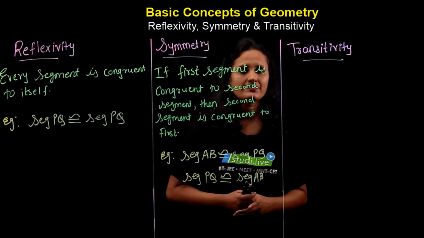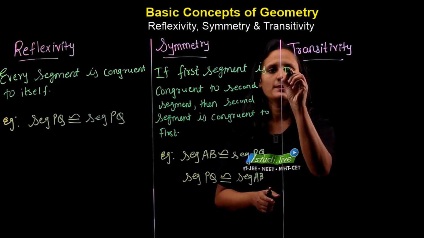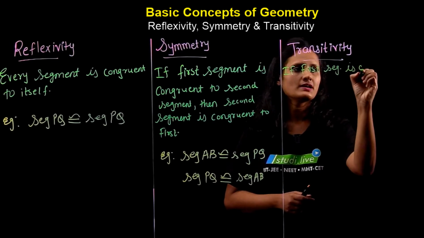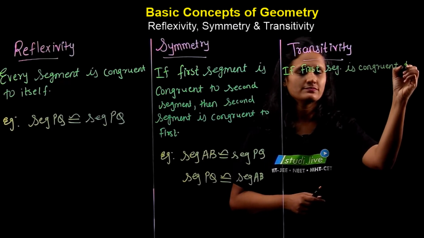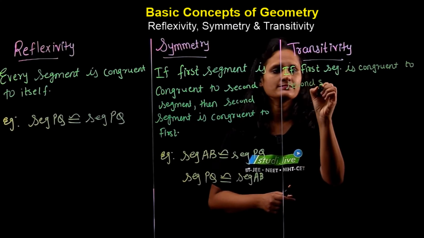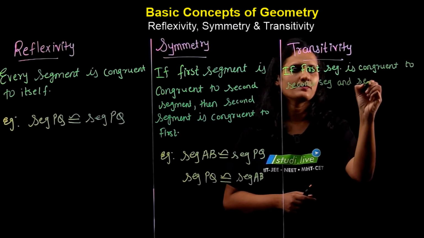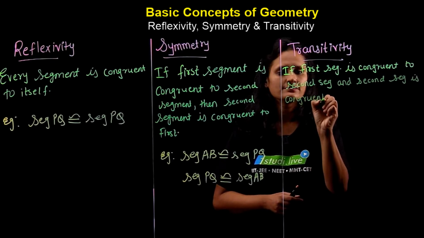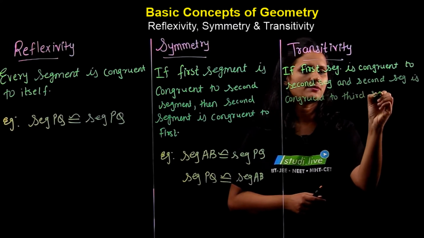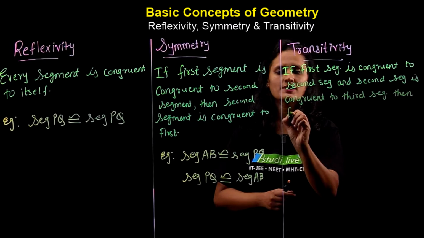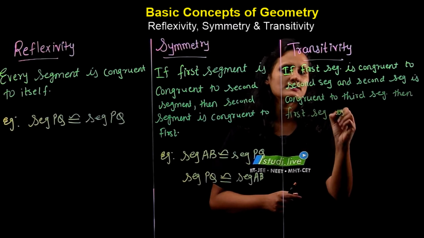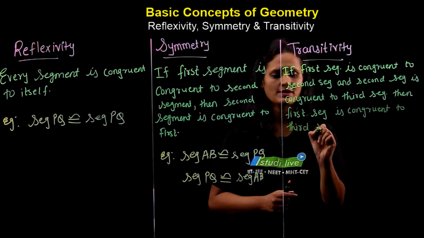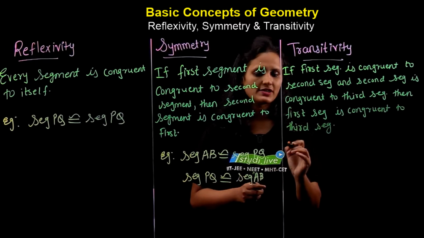Okay. Now third, transitivity. If the first segment is congruent to the second segment, and the second segment is congruent to the third segment, then the first segment is congruent to the third segment. Okay, I will take an example, then it will get clear.